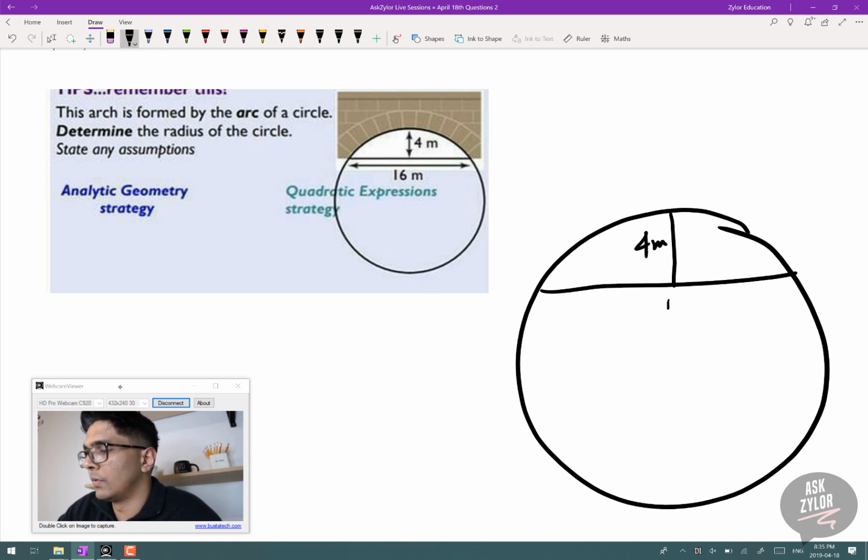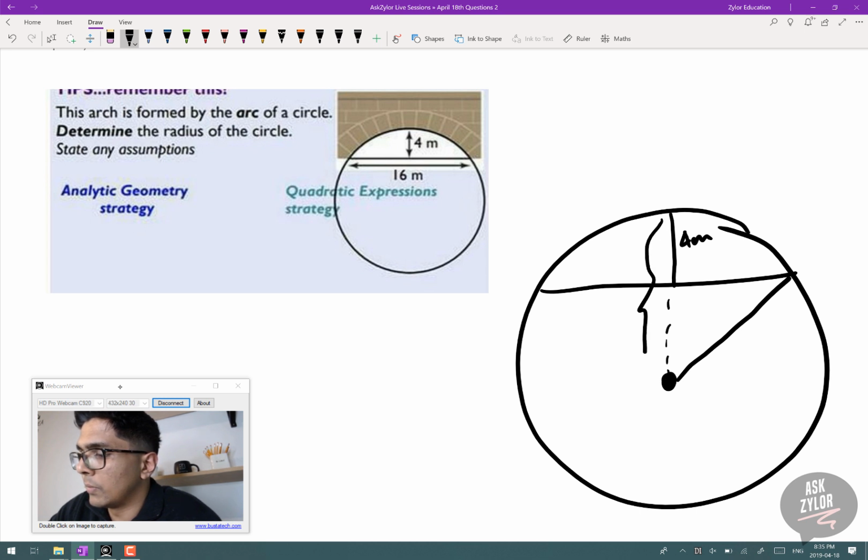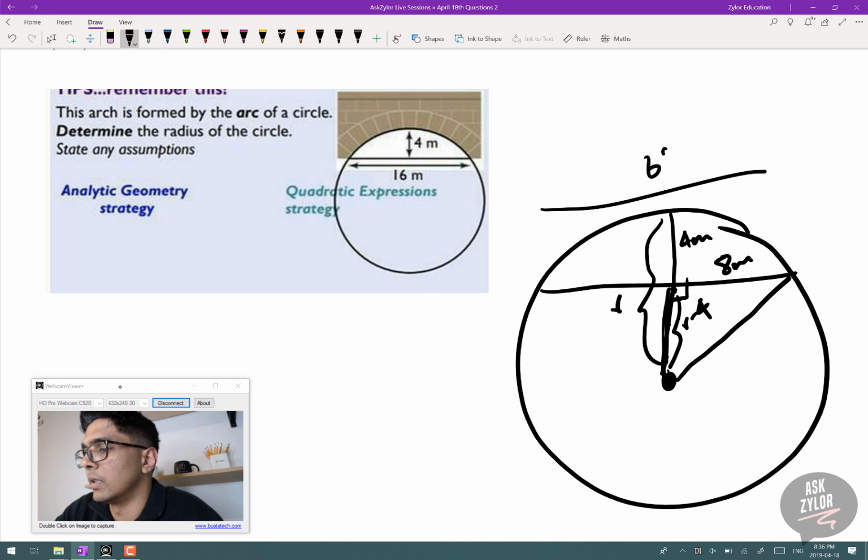So if I have this as my radius, I have 4 meters on this side. So I can imagine that this is my radius. So my radius is going to be this, the 4 meters plus whatever distance that this part makes. So I'm going to say that part is radius minus 4. Right? And I know the distance of this half rectangle. So this is going to be 8 meters because my full length is 16 meters.